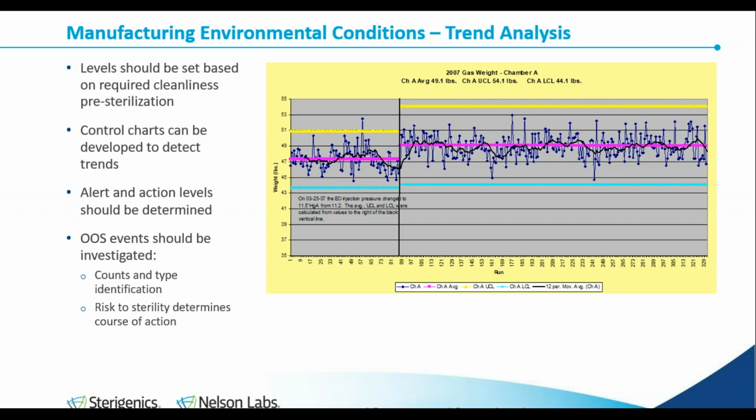And ultimately, based on that, not only counts and types, you need to determine what the risk to sterility is. And that risk will help drive your actions going forward, whether that's just a correction in the manufacturing process or if there truly is a risk to the product itself. Okay, move on.